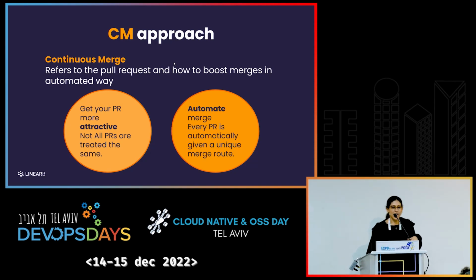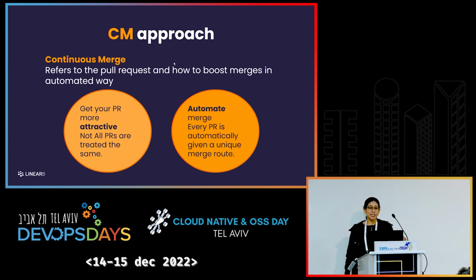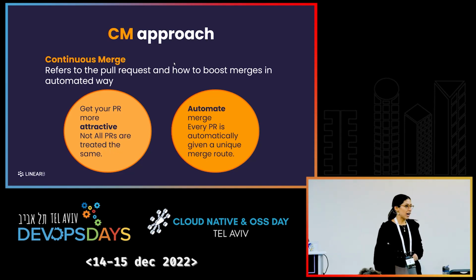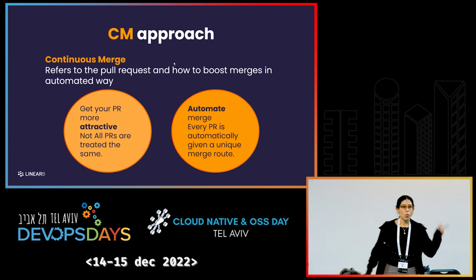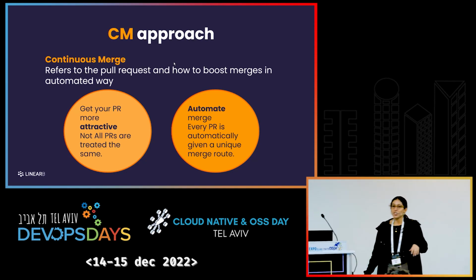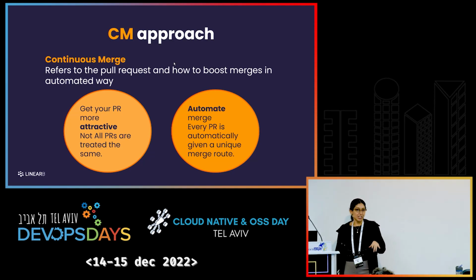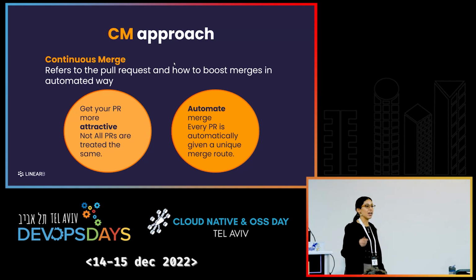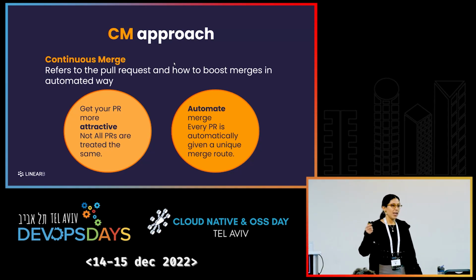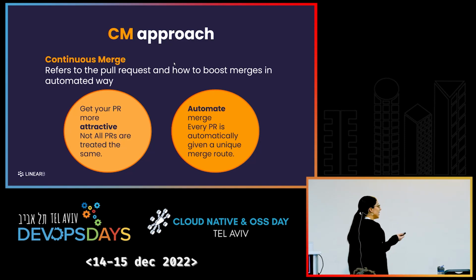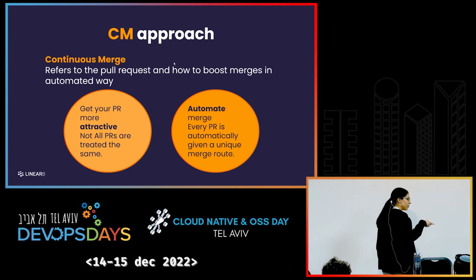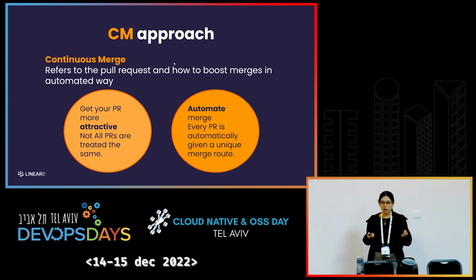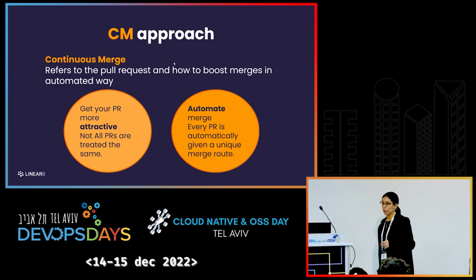So continuous merge refers to a pull request and how we boost up the merges in an automated way. And we, in LinearB, in our R&D group, we decided to attack it in two ways. One way is to basically get your PR more attractive. I'll tell you how we did it in the next slide. The other way is to automate your merge in a smart and dynamic way, but not really automate the merge itself, the action itself, but automate how we are treating the pull request based on the changes there in a dynamic and in a smart way.